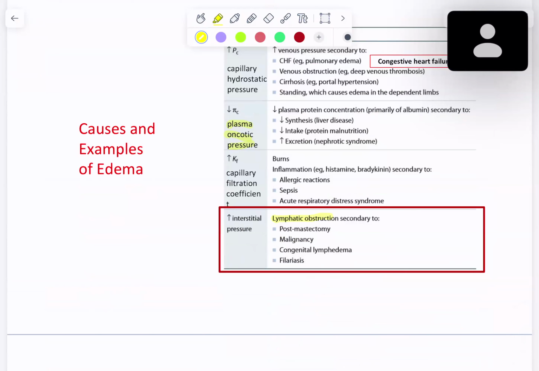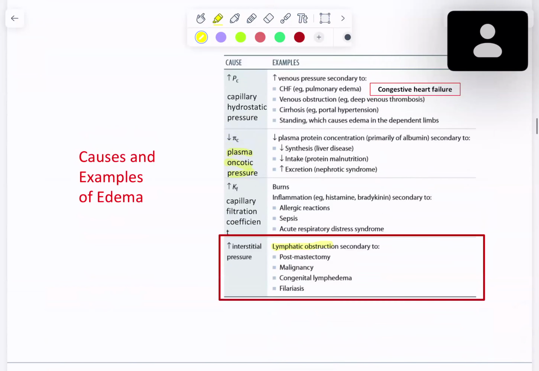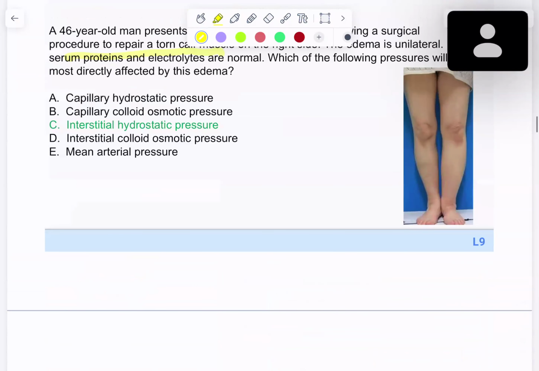Does that make sense to you guys? Why it's not A?